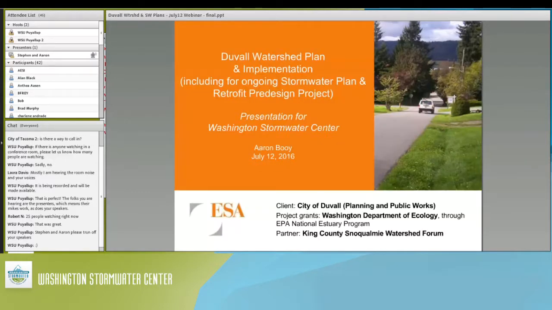I will talk about implementation of watershed planning in the city of Duval, really highlighting two projects, primarily the city's adopted watershed plan, which was a project that occurred over a couple of years and was adopted by the city in 2015, and then also looking at current efforts to implement the watershed plan, primarily stormwater planning and a retrofit pre-design project that's currently underway.